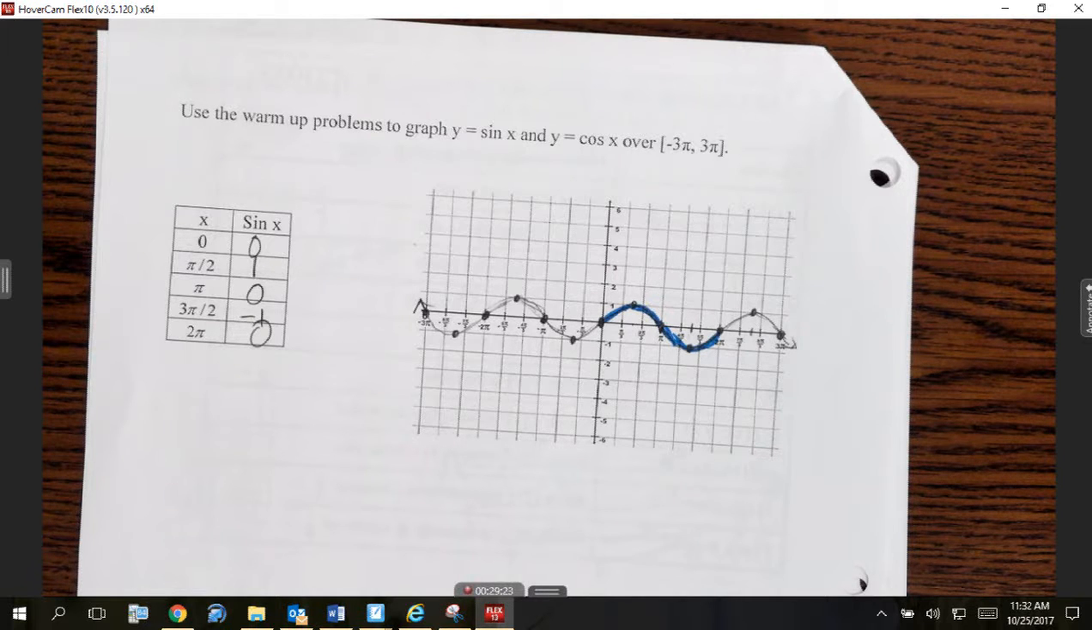I'm just showing you the points that came from the table. But then we continue the pattern. You don't have to color it in for homework or anything. I'm just trying to explain to you right now that it came from the table.